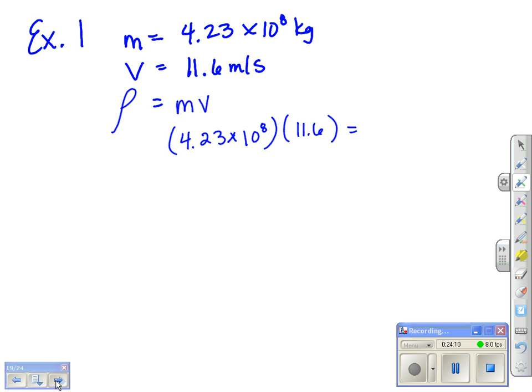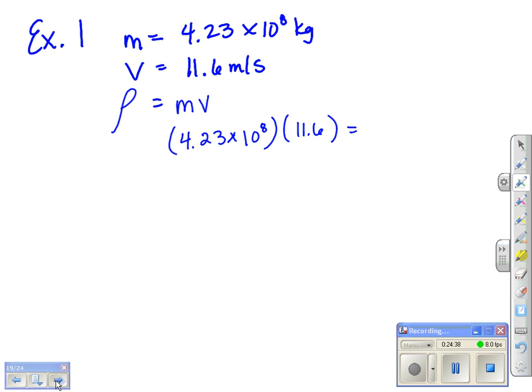Now, if we're plugging this in our calculators, remember we do not hit times 10, ladies and gentlemen. We hit 4.23, and then we hit the lovely little EE button, and then we type in the power 8. You never hit times 10. And even if you have a graphing calculator, you should be taking care of this. Multiplied by 11.6 equals. You get this really gigantic number in my calculator.